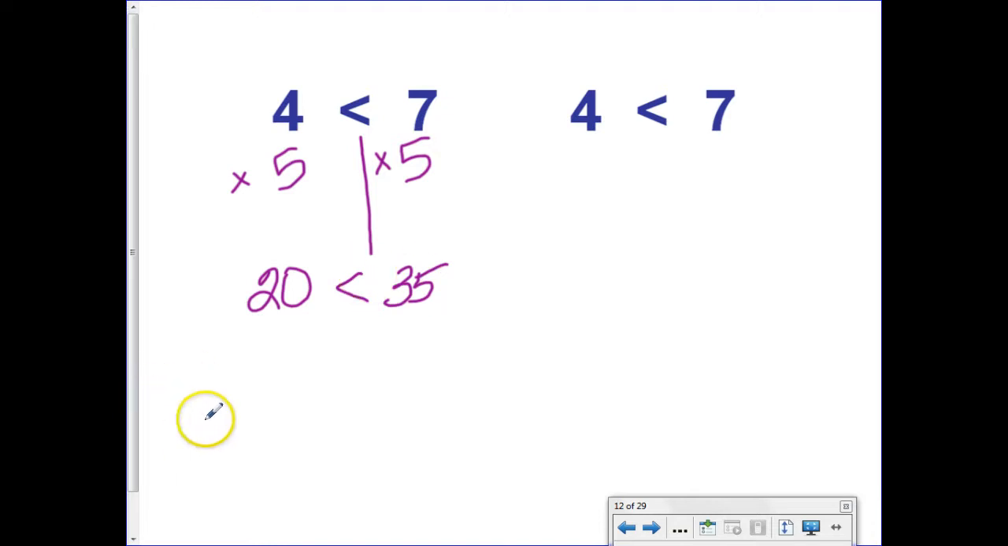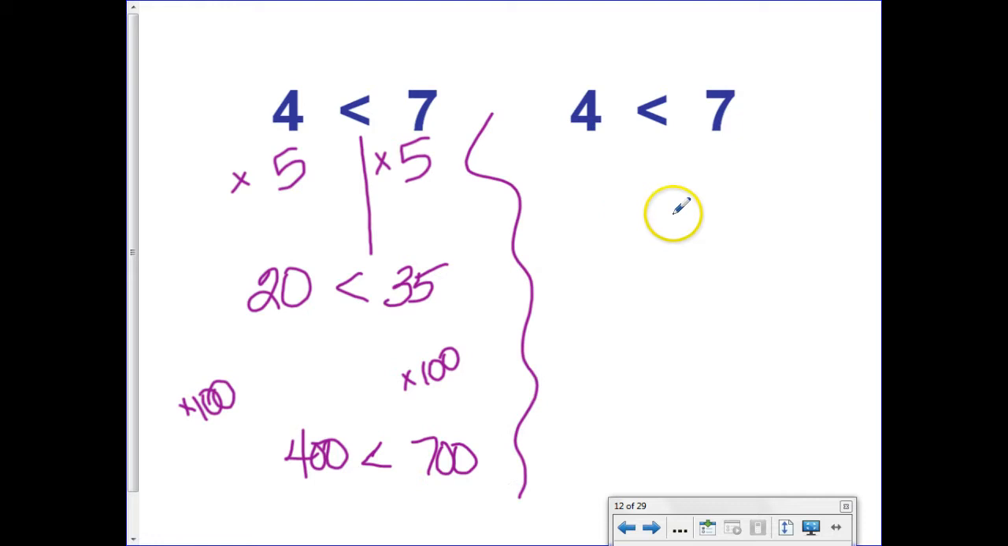Hot diggity dog. Even if I picked something huge, like let's say I chose 100, and I multiplied both sides by 100, you get 400 on the left, you get 700 on the right. Sure, those are still less than. So it appears that, yes, multiplication is going to hold true the same way. Well, hold your horses here.